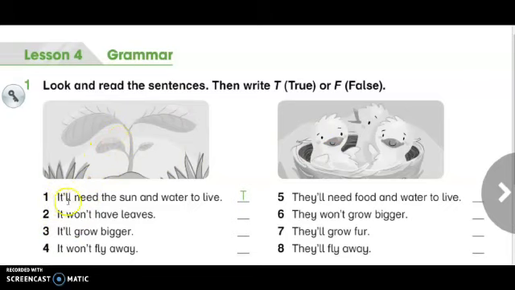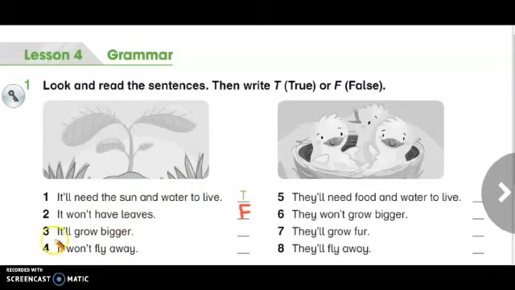Number 1. It'll need the sun and water to live. Excellent. This is true about the plant. Number 2. It won't have leaves. Excellent. This is false about a plant because a plant will have leaves.